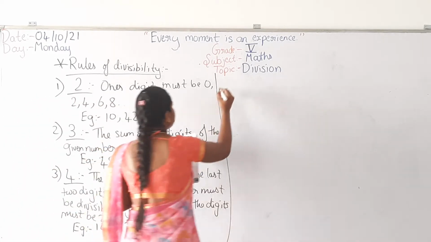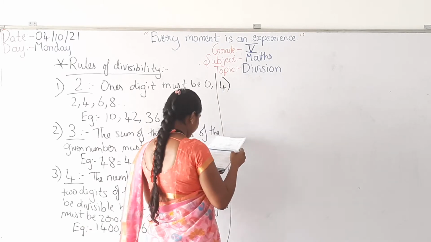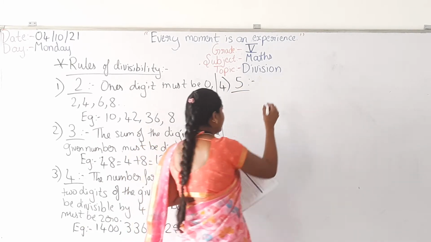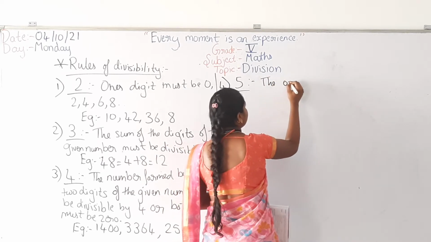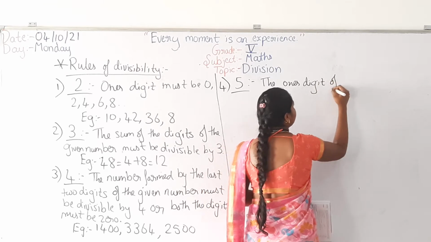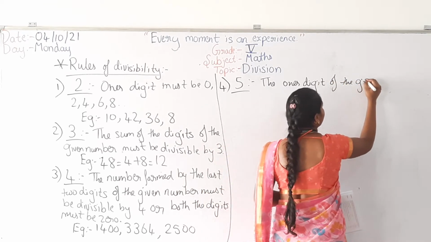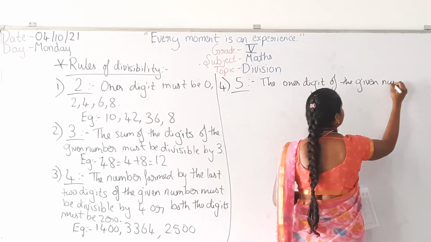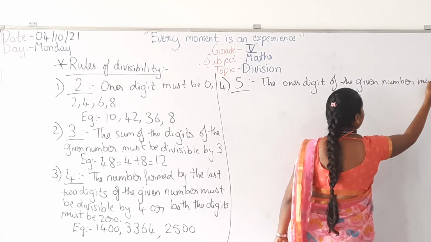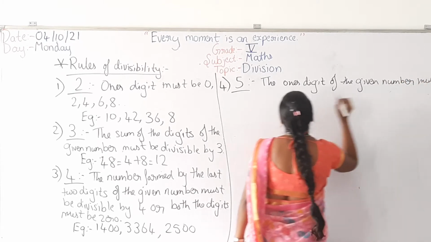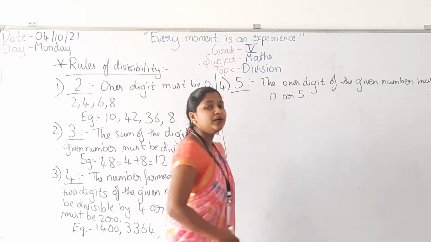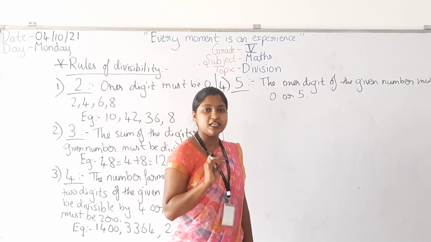Okay. Then the next number, number 5. The ones digit of the given number must be 0 or 5. Yes, the number in the ones place must be 0 or 5.